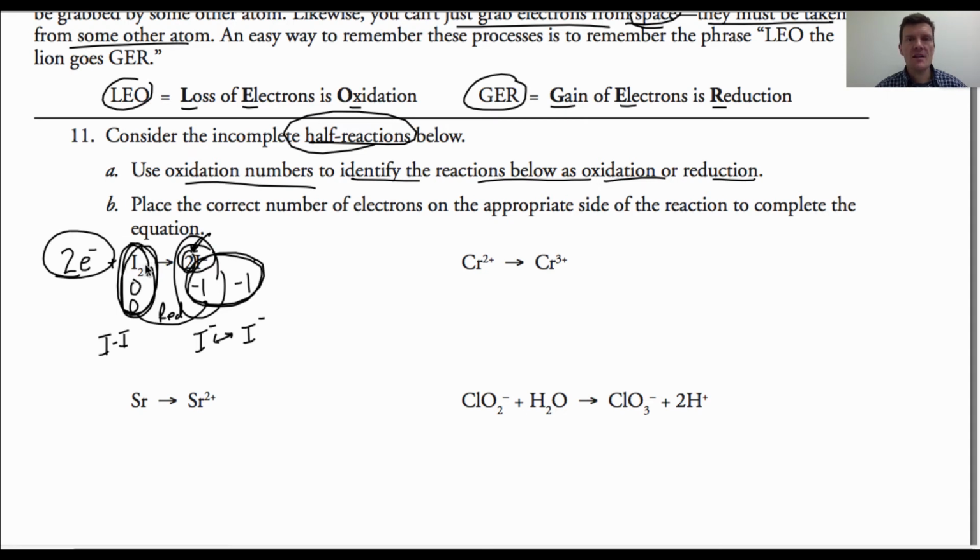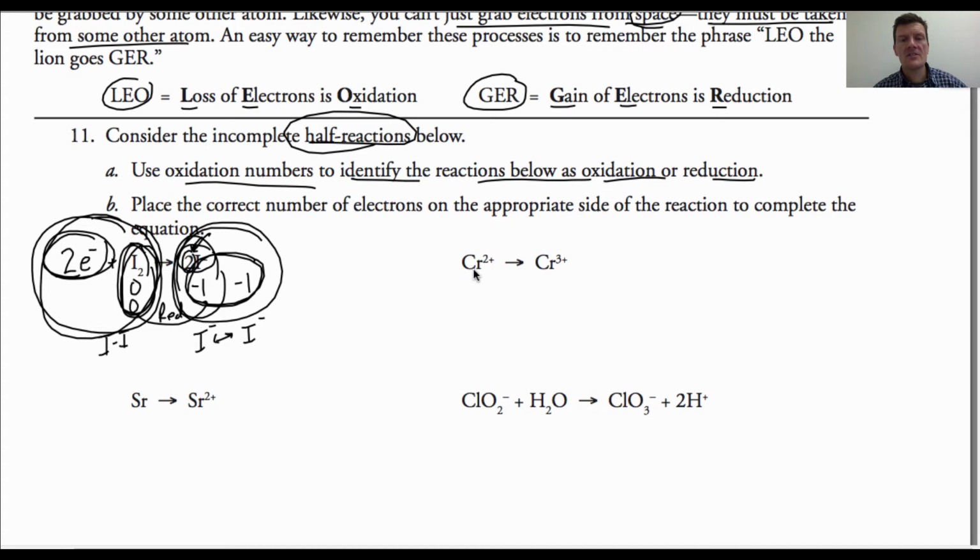Compare reactant side and product side. Make sure the total charge on the reactant side is equal to the total charge on the product side. So in this case, over here on the reactant side, I have a total of 2 negative because of the 2 electrons, and on this side I have now 2 negatives as well. Charges are balanced.